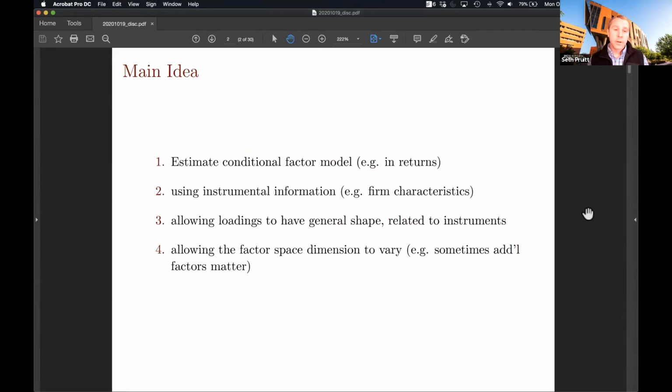So the overview here: estimated conditional factor model using instrumental information, allowing the loadings to have a very general shape that is in a particular way related to the instruments. We'll come back to that. And allowing the factor space to vary. Okay, so these are the important features of what's going on here. And really 3 and 4, I think, seem like the real cutting edge thing that this paper is doing.